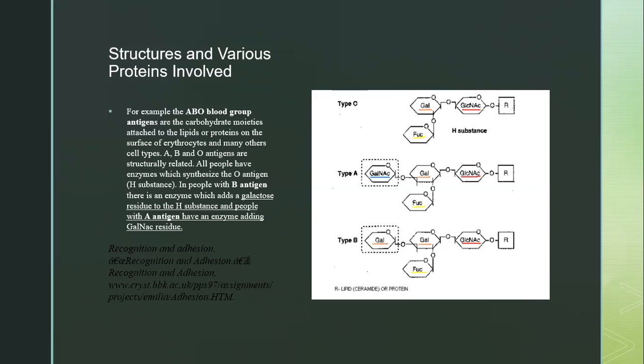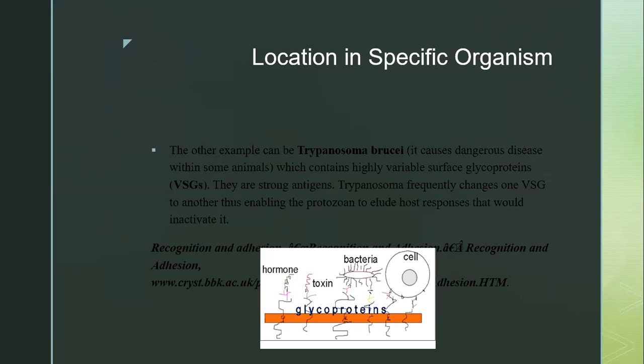Okay, location in specific organisms. Such an example includes Trypanosoma brucei. It causes dangerous diseases within some animals, and contains highly variable surface glycoproteins, or VSGs. They are strong antigens. Trypanosoma frequently changes one VSG to another, thus enabling the protozoan to elude host responses that would inactivate it.